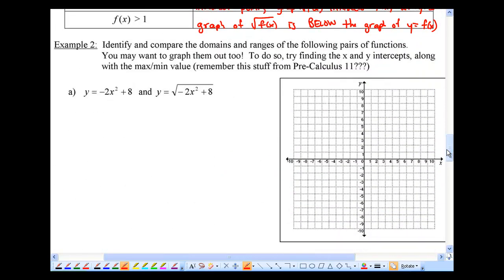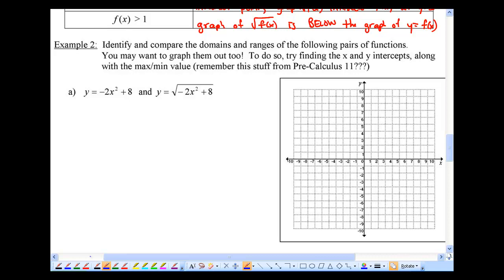It says identify and compare domain and ranges of the following pairs of functions. I'm going to ask you to graph them out too. Try that by finding the x and y intercepts along with the max and min value. Oh, parabola stuff. Remember that stuff? Parabolas? Grade 11 coming back to haunt you.